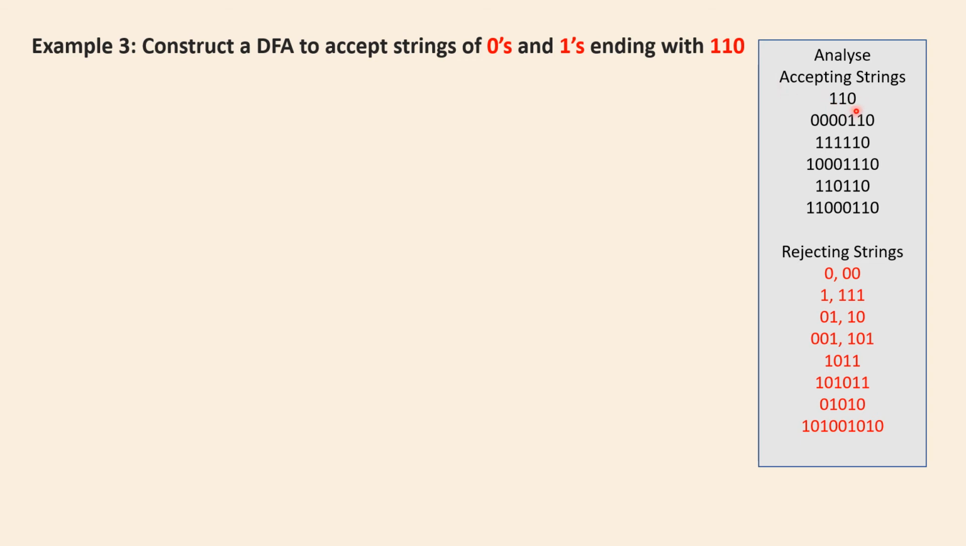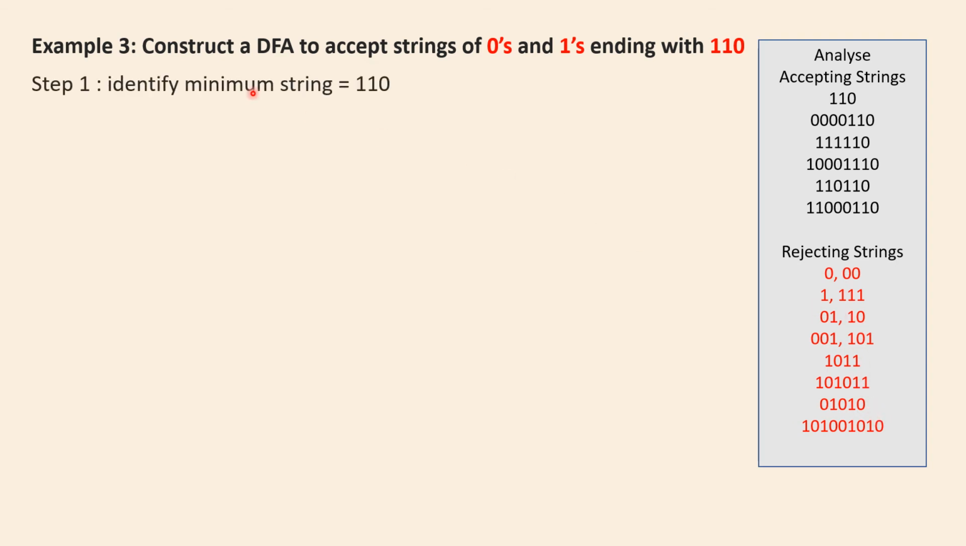So the minimum string is 110. And any string ending with 110, that is n number of zeros ending with 110, n number of ones ending with 110, n number of ones and zeros ending with 110, should be accepted. What are the rejecting strings? If I have only 0, or 0, 0, or n number of zeros, or only 1 or n number of ones, or any string that does not end with 110. Any string that does not end with 110 should be rejected by the DFA.